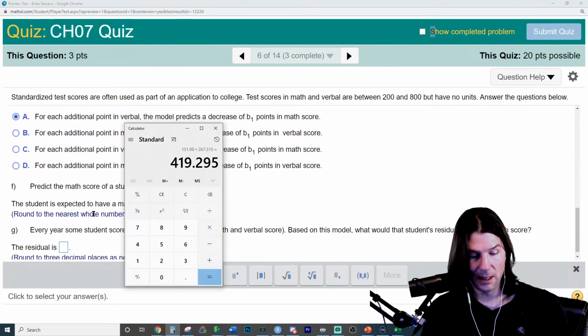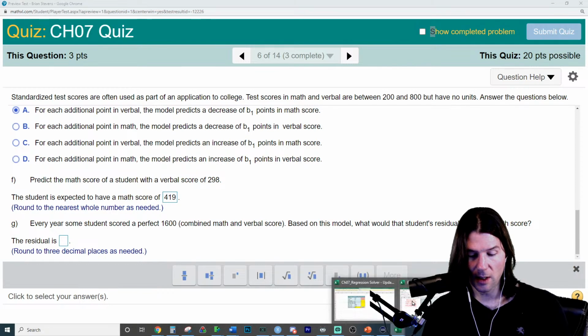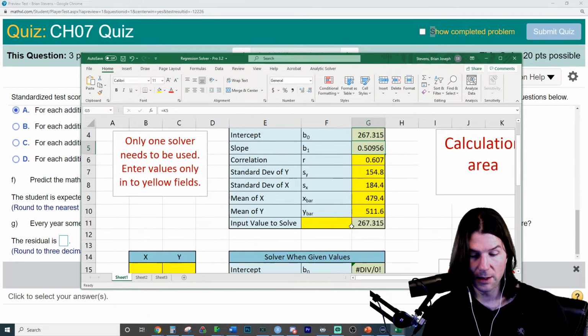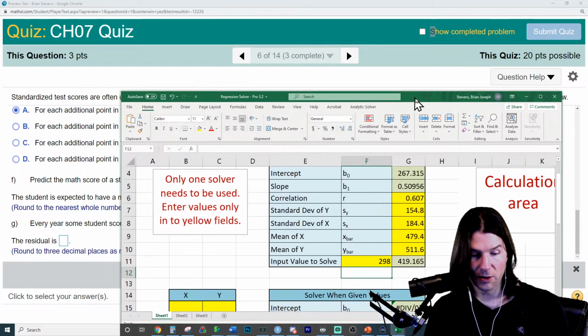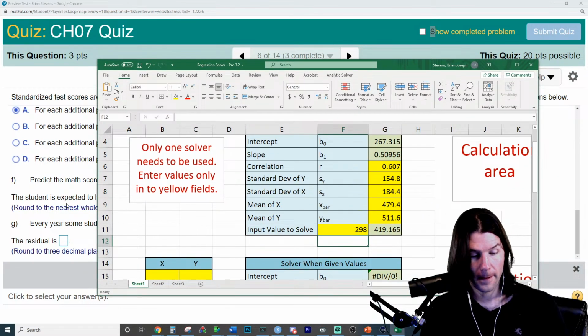And we can go ahead and take this and double check our work, rounding to the nearest whole number. What's great about the solver, and this is why I like the solver, is you go right here and it wants prediction for 298. You predict for 298, and look, we get the answer. It just carries more decimals for us. So 419 is the answer if you can't see it right there.